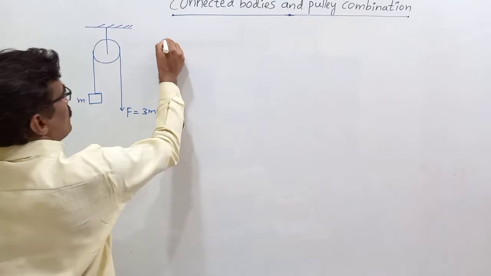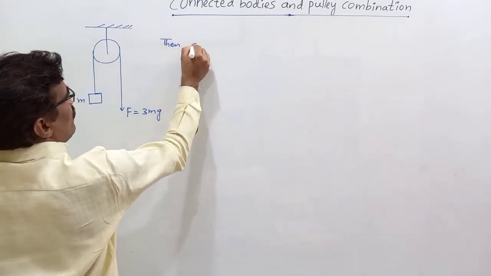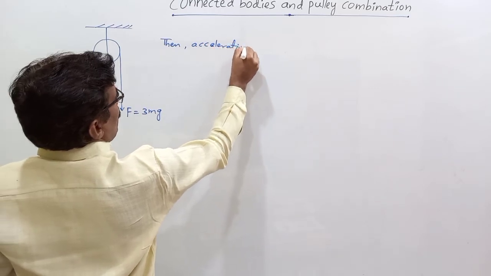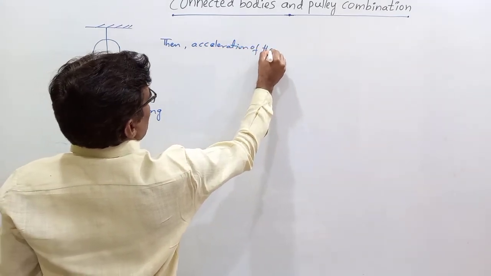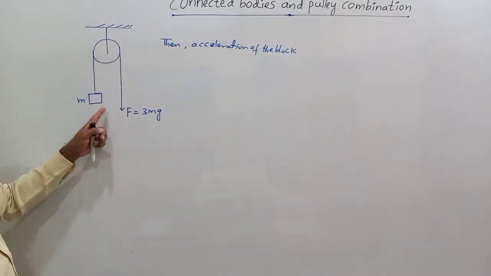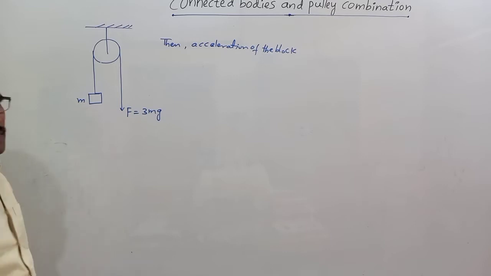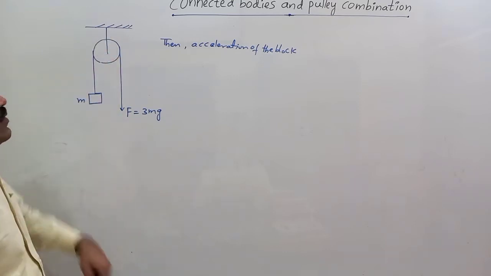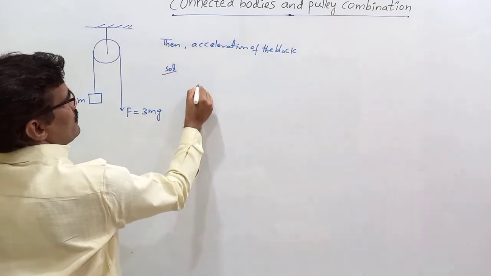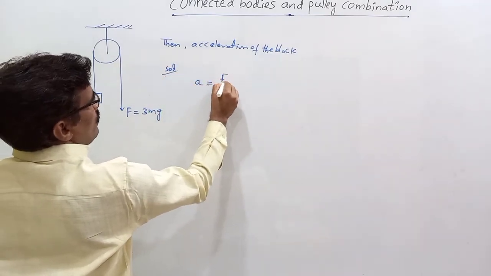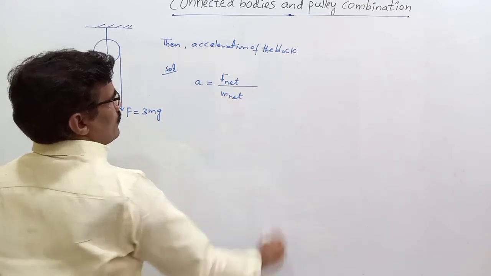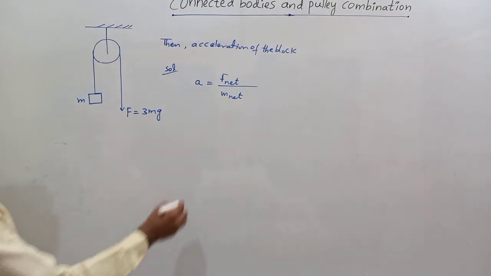Then what is its acceleration? Then the acceleration of the block is? And what is the tension in the string which is connected to M? What is the tension in the string which is connected to the pulley? Right sir, the simple trick is A equal to net external force by net mass.